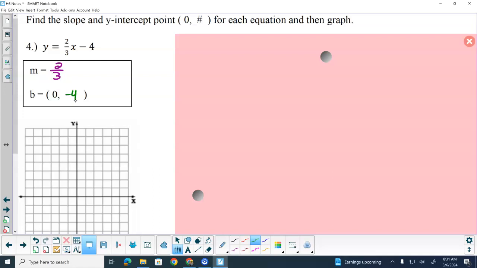Now, if my y-intercept is (0, -4), this should be a resounding, let's see what we got, 3, 6, 9, 12, 15, 18. I should hear 18 voices. 19 now that Mr. Brown's in the room. I should hear 19 voices coming back at me. Where is (0, -4) in 2 words?